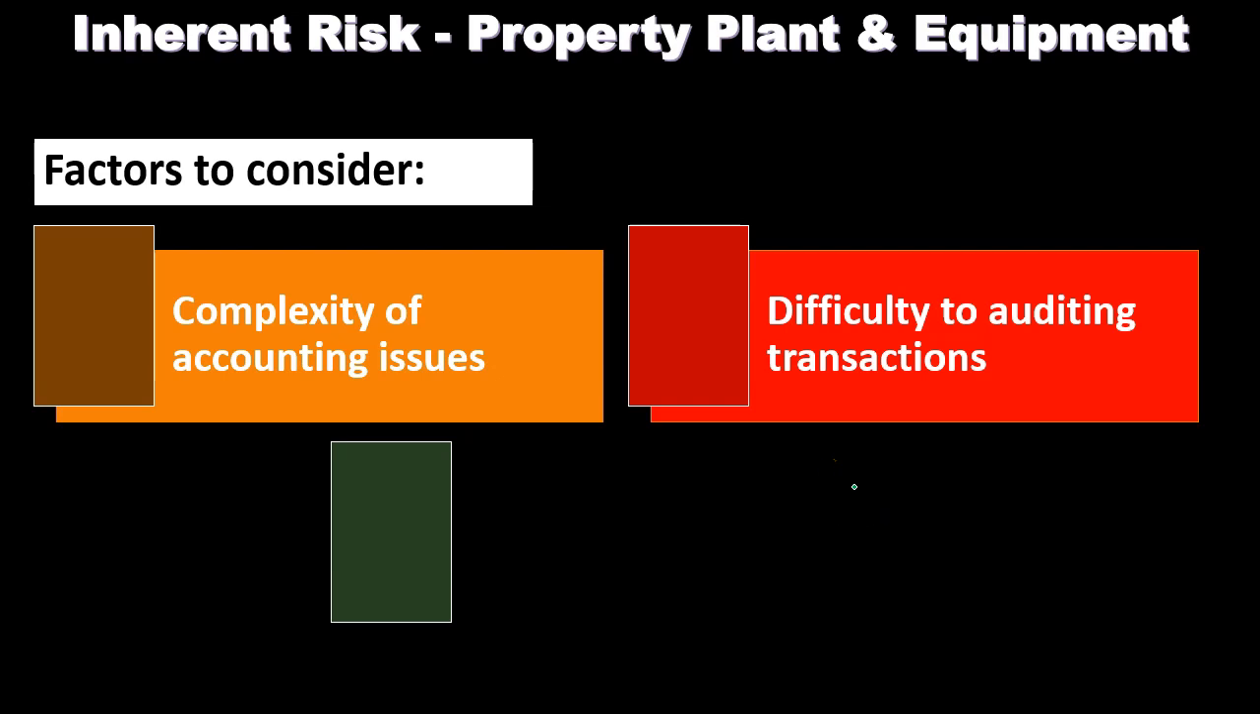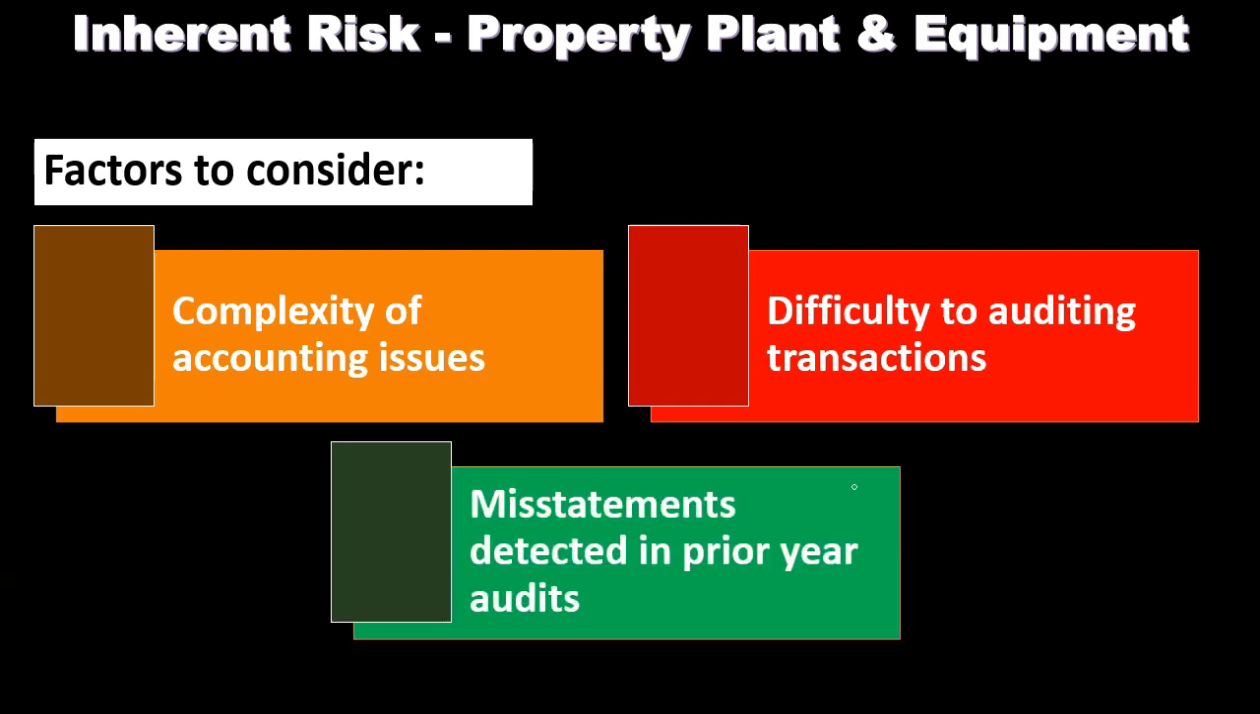Difficulty of auditing transactions. So we want to consider that factor of inherent risk. How easy is it going to be for us to audit the transactions related to property, plant, and equipment? Do we have all the documentation that is necessary for it? Can we observe what the process was that happened? Possibly, can we observe the actual equipment itself? Are we in a location where we could observe it, or is it some location that we can't observe?